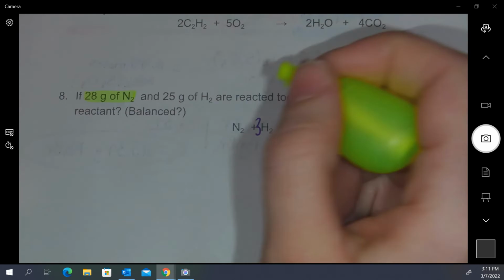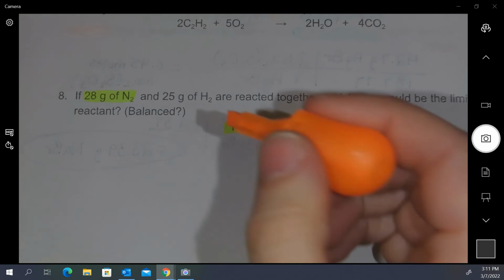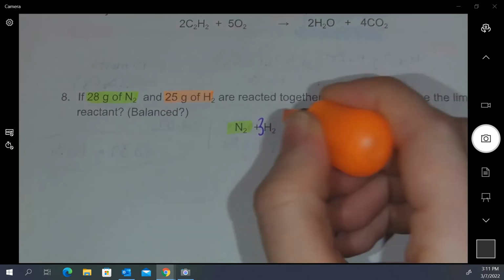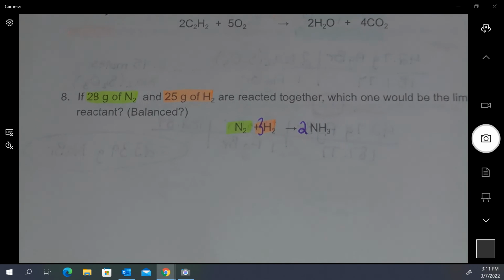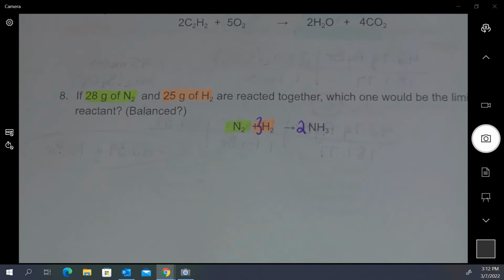28 grams of N2. Is that a reactant or a product? Reactant. 25 grams of H2. Is that a reactant or a product? Reactant. Even though the question already said what is the limiting reactant, this is another one to practice figuring out if it's limiting reactant or not. We're given 2 reactants, so that is an indicator that this is a limiting reactant problem. It says which one will be the limiting reactant?